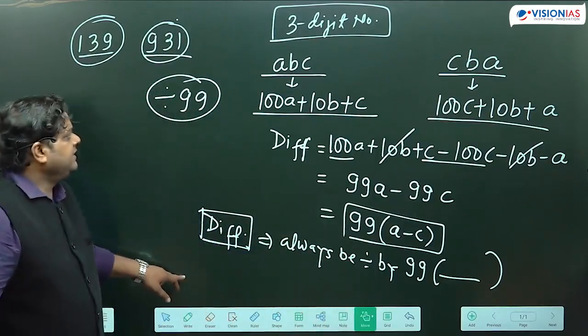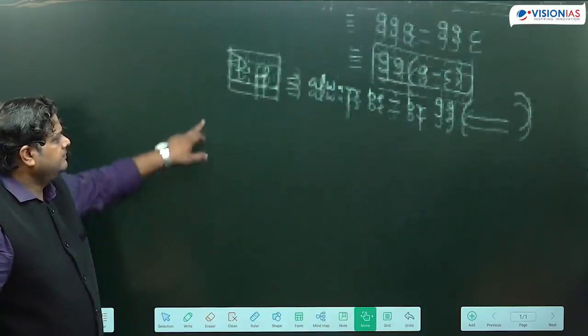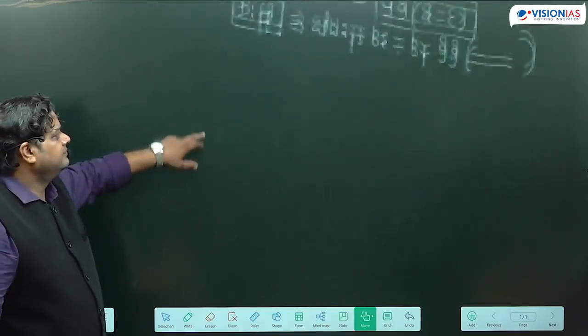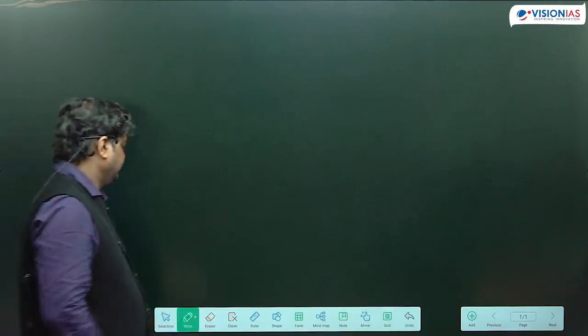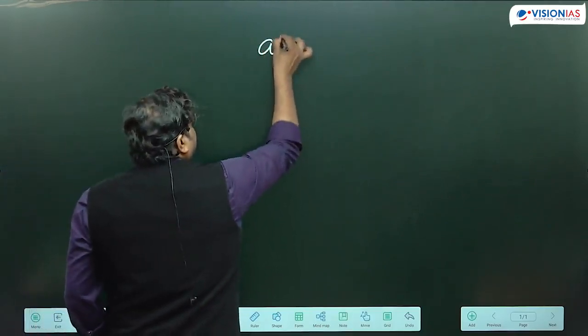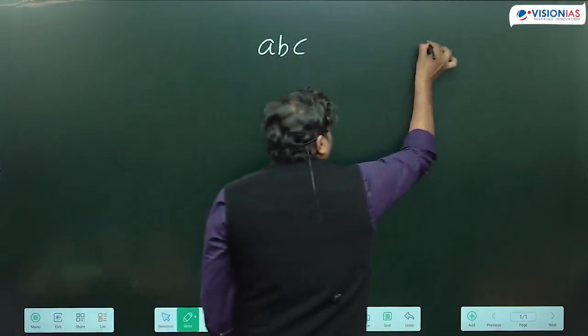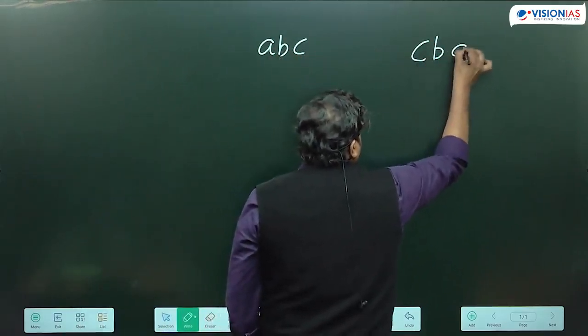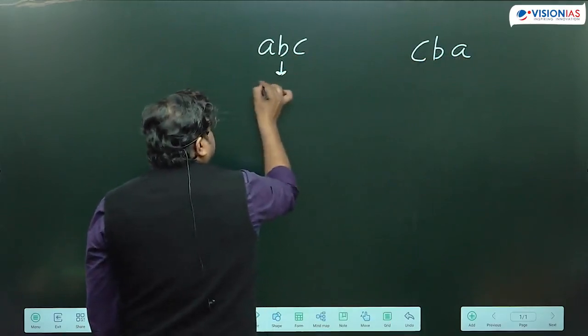Then the second case we can have 3-digit number. If we are reversing the digits, place values.